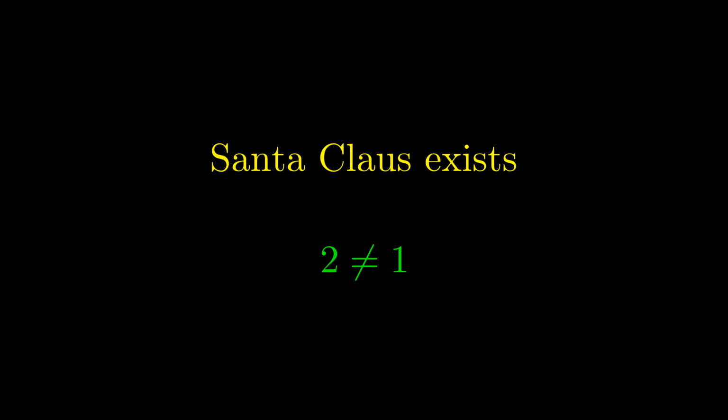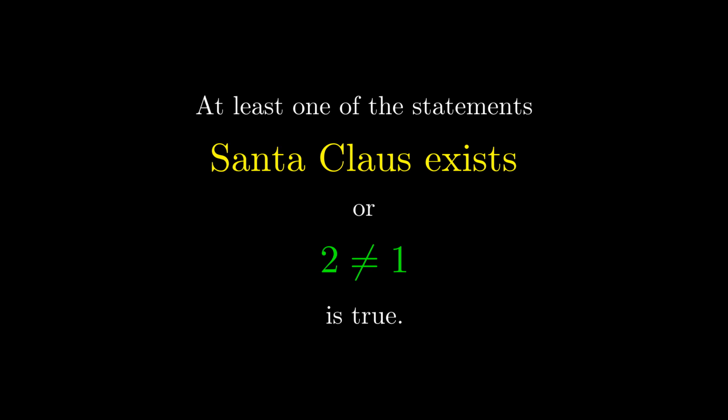It might not seem like we've accomplished much, but let's now combine these two statements. Because we know that 2 does not equal 1, we know that at least one of these two statements is true. Make sure you understand what we have done here. We know that at least one of these two statements is true because we know that the second one is true. When you realize what we are saying, this is really quite trivial. However, this step is key to the whole proof.